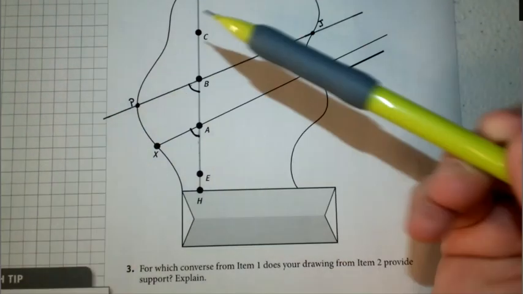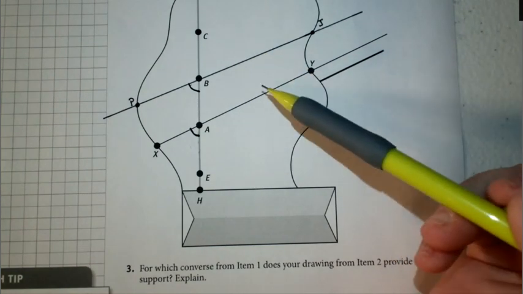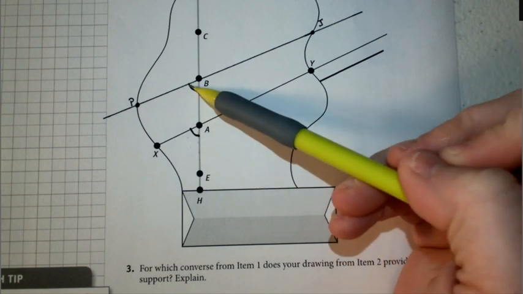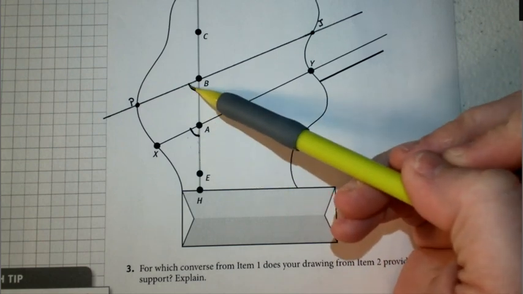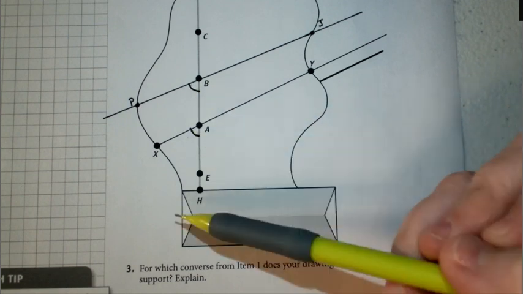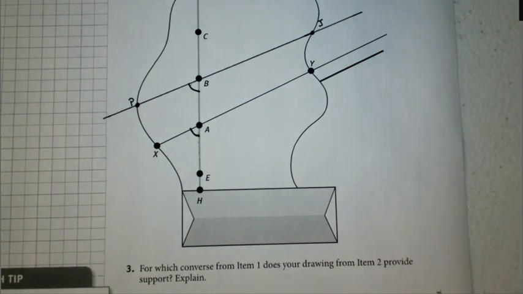Now, ultimately, I think we're going to try to prove that these two lines are parallel, but these are on the same side of the transversal, and one's in between the parallel lines and one is outside. So I'm going to assume that this is what?